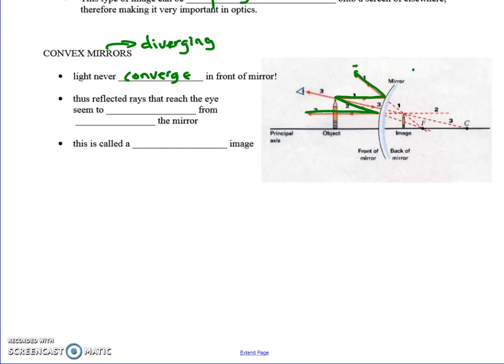And the key thing is these two rays will converge, or they seem to originate back here, and so your eye will see the image of the pencil back there. Now, there's no light actually behind the mirror, but your eye thinks it, so it's not going to be a real image. So they seem to originate from behind the mirror. And because light does not actually come to a focus there, in fact, it never comes to a focus, this is called a virtual image.